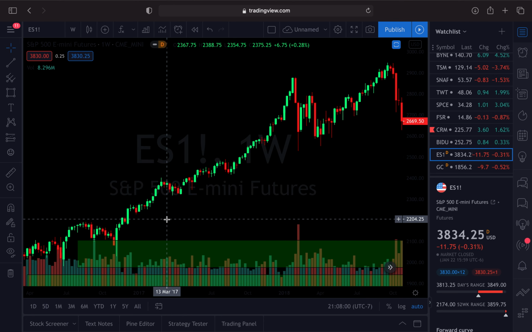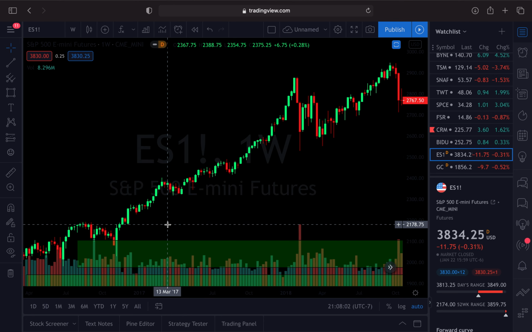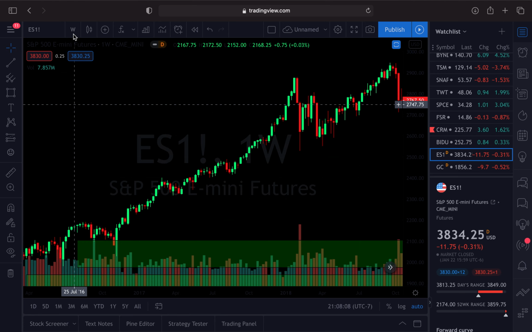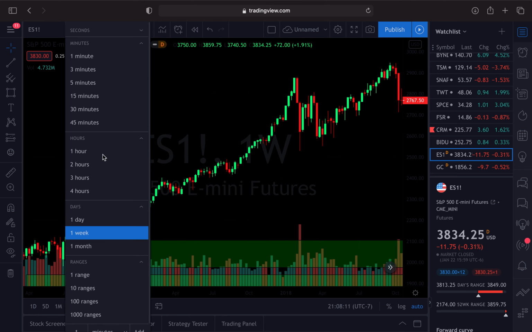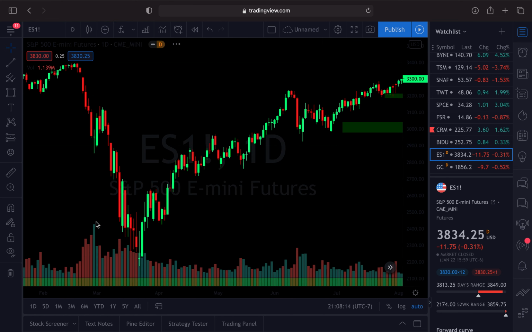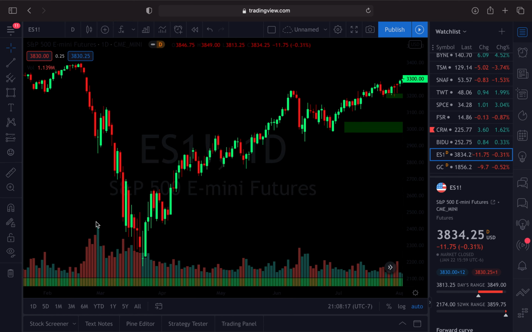I don't think this is it right here. I'm trying to find 2170. Yeah, I need 2170. That ain't gonna work. Let's go to the monthly real quick. I don't think it's on the monthly. It might be a daily. I had this charted a while back.